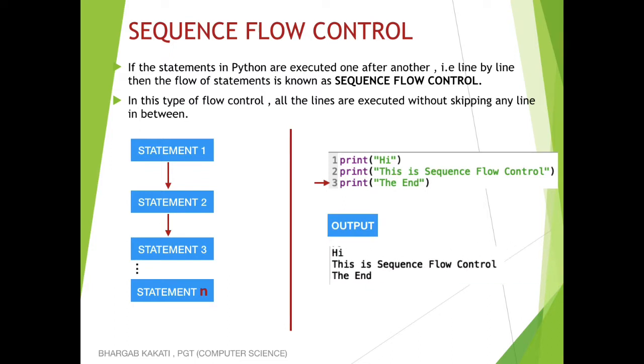We'll get all the 3 lines in the output screen. So remember, in case of sequence flow control, all the lines are executed one after another.